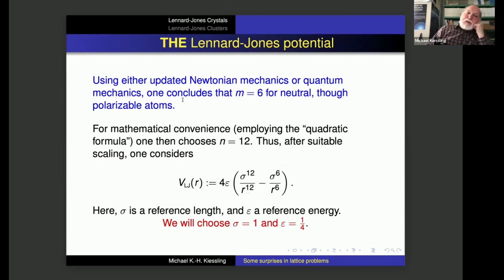This became a kind of standard for the main reason that this power 6 for little m, you can derive from quantum mechanics, but also from Newtonian mechanics. If you, let's say, use updated Newtonian mechanics, I teach that to my students usually, you take electric Coulomb interactions, but you also introduce some stabilizing short-range interactions. Newton was thinking of billiard balls. Okay, make it point particles, but with an inverse power, for instance.